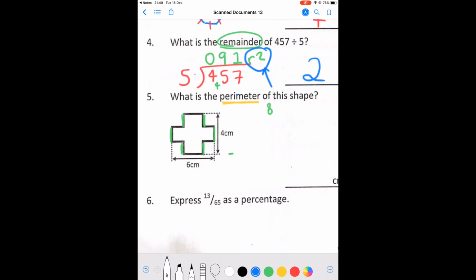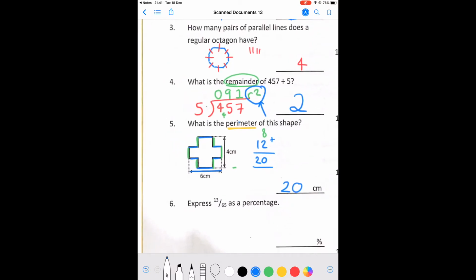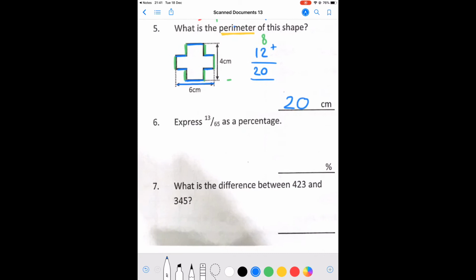Let's change color. Now the bottom here is saying this is 6, which is the same as this bit, add this bit on the bottom. But this is also 6 as well on the top. So 6 add 6 gives you 12. And then if we add them together, that will give you 20. So question number 5, we have an answer of 20 centimeters. Let's move up.